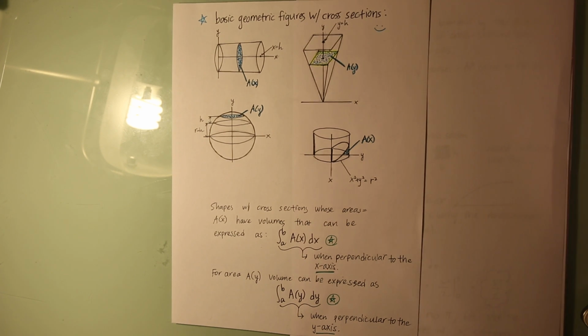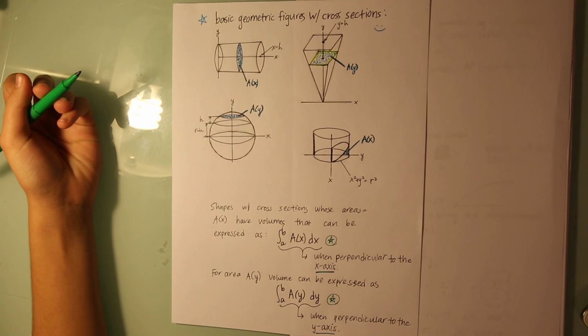Hello guys, this is a video on how to deal with cross-sections in calculus. To start this off, I've drawn a few figures with cross-sections whose areas equal A of x or A of y depending on the graph. A of x and A of y represent the cross-sectional areas of the region they're referring to.